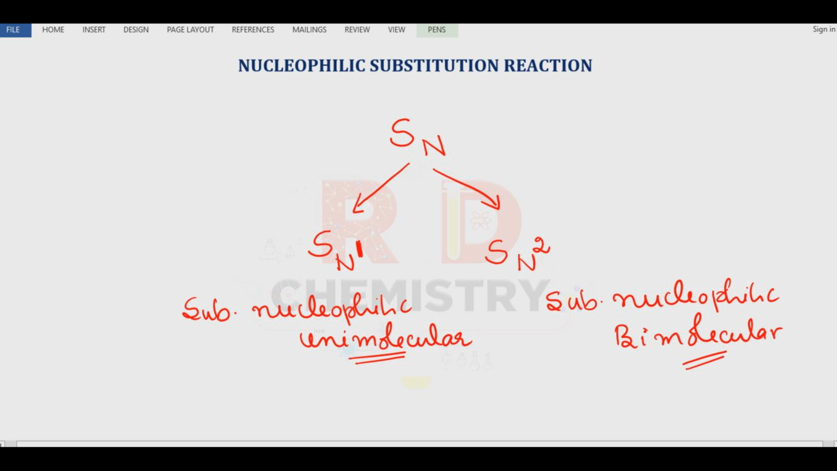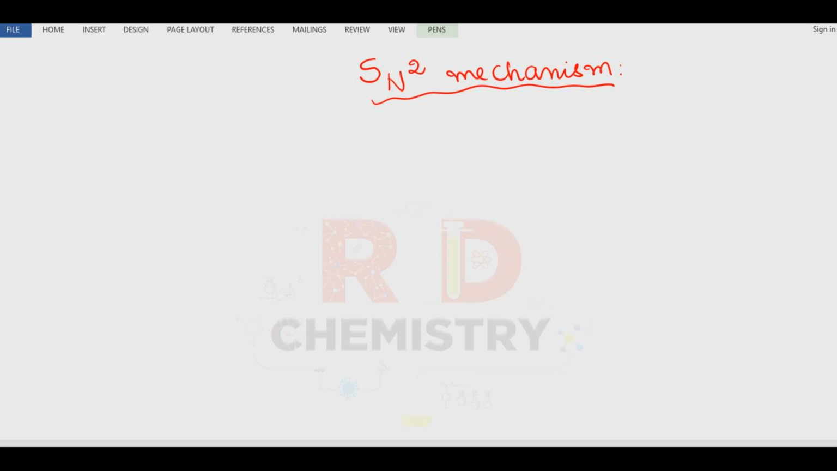Now, when I say unimolecular and bimolecular, they are involved in the slowest step according to chemical kinetics concept. So now I'm going to explain the SN2 mechanism first. There's a reason why I'm going to take SN2 first, then I'll be taking SN1 later. Okay. So let me explain SN2 mechanism. Let me take one example for SN2 mechanism of the reaction.